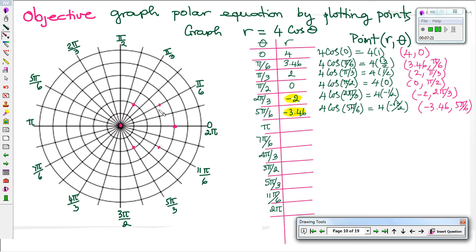So far, if you have noticed, all of these points are symmetric with respect to the polar axis. So I'm going to make a note over here: symmetry with respect to the polar axis.